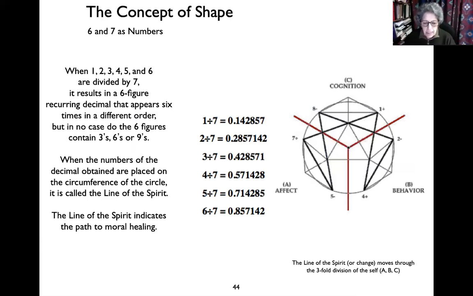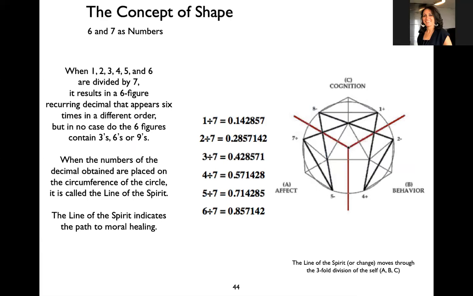This is considered kind of a miracle of numbers. How does it happen that when you divide 1 to 6 by 7, you get this recurring decimal? It's a miracle of numbers and a mathematically interesting point, and the fact that there's no 3, 6, or 9 in them. So this is another distinction between the Sufi Enneagram and the Enneagram that Gurdjieff first drew, according to Ouspensky, that differs from the Enneagram today, because today 1, 2, 3, 4, 5, 6, 7, 8, 9 are all personality types, and there's no distinction made between 3, 6, and 9.